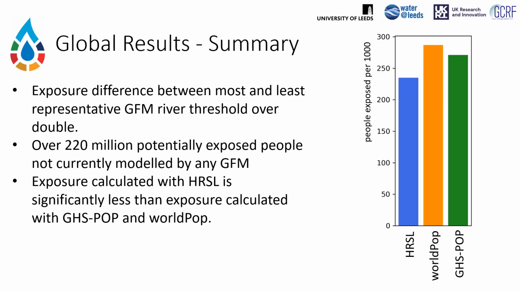So what about the population layers? Well, in the 166 countries where all 3 population datasets were available, I found that Facebook's high-resolution settlement layer predicted significantly less exposure than either the Global Human Settlement Population dataset or WorldPop. Now I'll look into the reasons for this in a few slides' time when I'm looking at the water hub countries specifically.